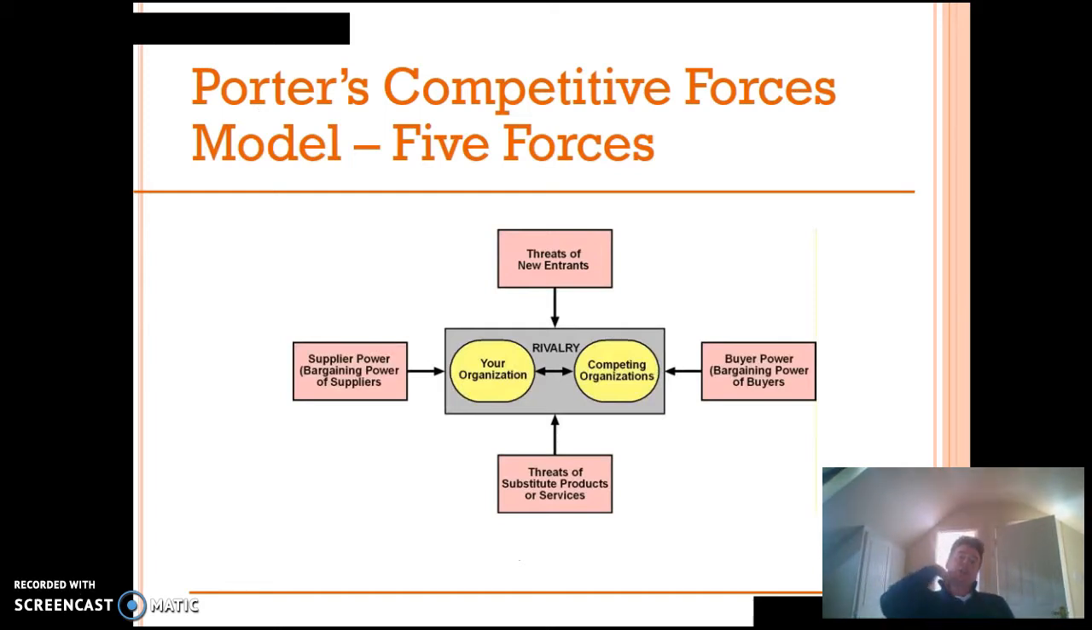So then if we move to looking at the actual environment itself, one of the really important things to think about is Porter's competitive forces model. The idea is that the competitive environment for an industry or an organization can be described by 5 forces. Let's start at the middle. It's the rivalry between an individual organization and competing organizations.